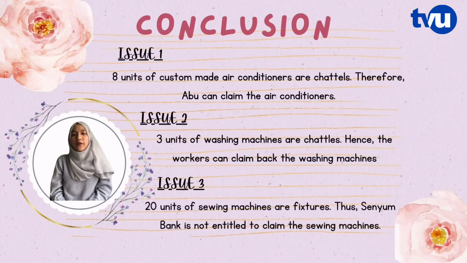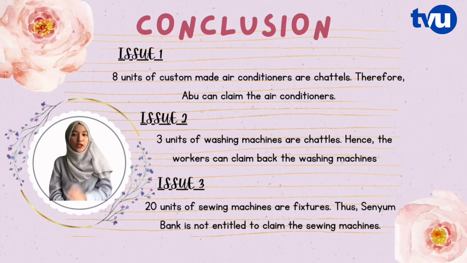All in all, for the first issue, 8 units of custom-made air conditioners are chattels. Thus, Abu can claim the air conditioners. For the second issue, 3 units of fully automatic washing machines are chattels. Therefore, the workers can claim back the washing machines. Lastly, for the third issue, 20 units of sewing machines are fixtures. Hence, Senior Bank is not entitled to claim the sewing machines.